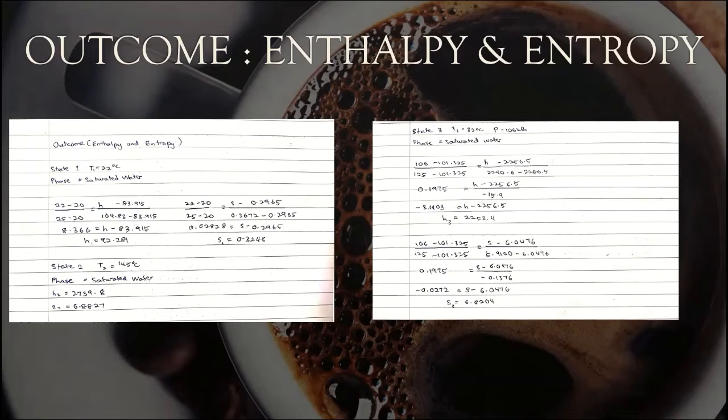So, given the three states, the first state has a temperature of 22 degrees Celsius and is in the phase of saturated water. By referring to the property tables, the value of temperature, which is 22 degrees Celsius, is in between 20 degrees and 25 degrees Celsius.